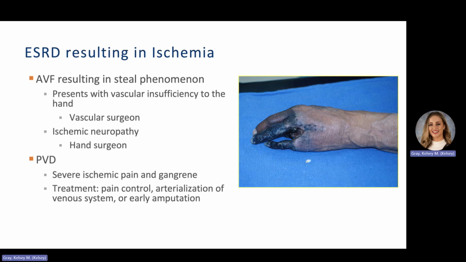Peripheral vascular disease associated with end-stage renal disease can present with severe ischemic pain and gangrene. Treatment is difficult and often involves pain control managed by the patient's primary care provider or a vascular surgeon. Revascularizing is difficult and most often addressed via arterialization of the venous system. Alternatively, an early amputation for pain control may be indicated.